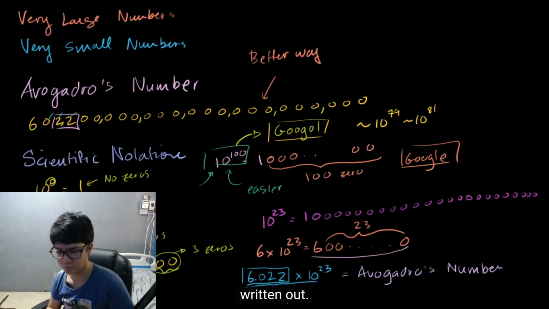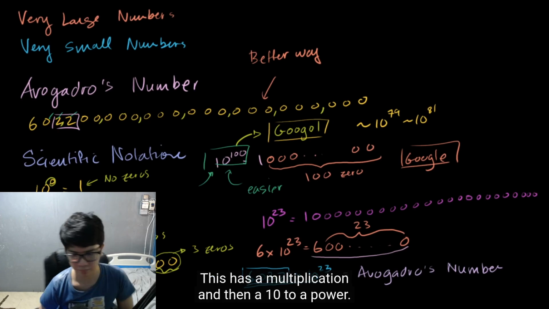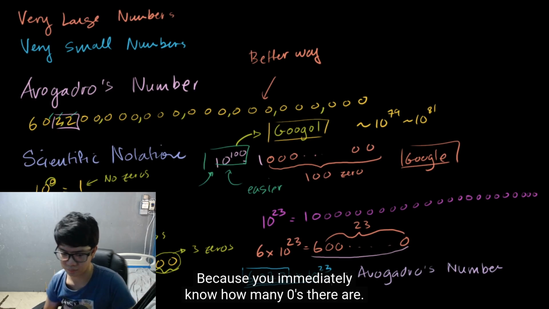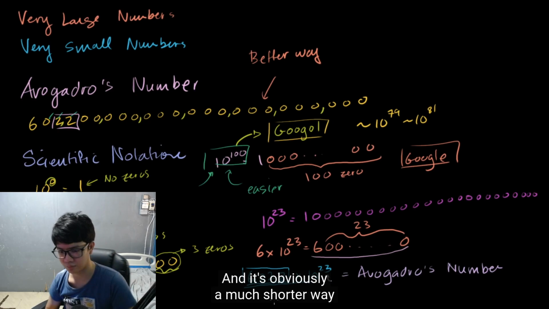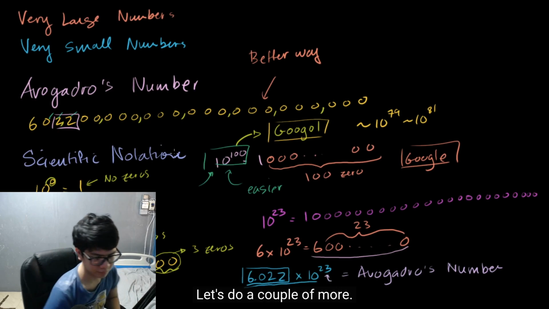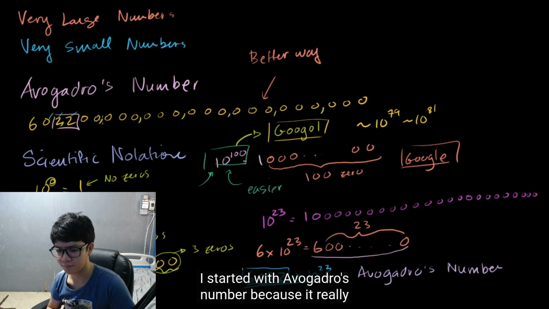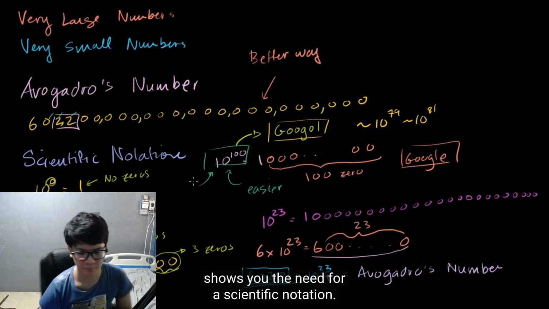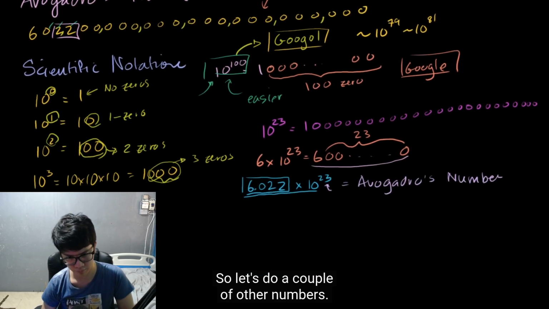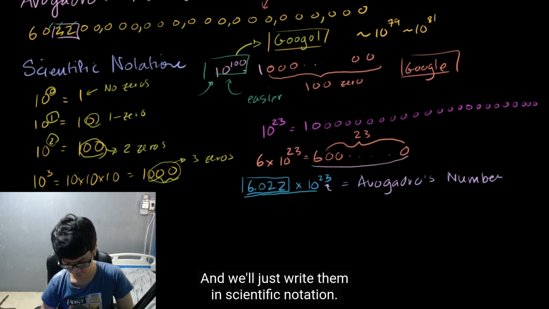a number written out. This has a multiplication and then a 10 to a power. And I say, hey, that's not so simple, but it really is, because you immediately know how many zeros there are, and it's obviously a much shorter way to write this number. Let's do a couple more. I started with Avogadro's number because it really shows you the need for scientific notation, so you don't have to write things like that. So let's do a couple of other numbers, and we'll just write them in scientific notation.